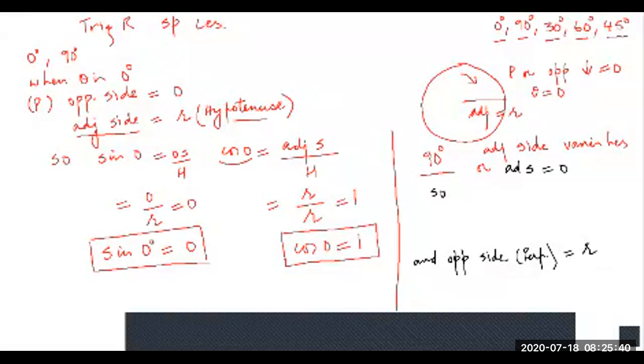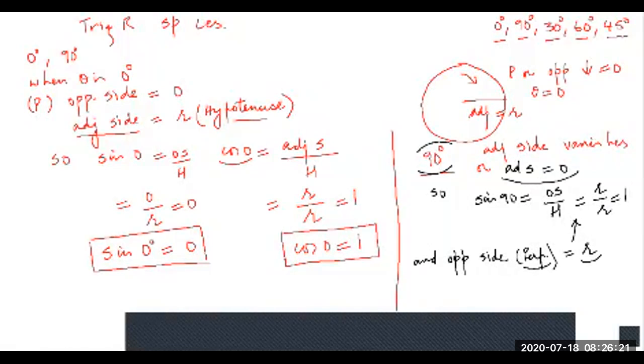So students, this judgment leads to the finding that when theta is 90 degree, my adjacent side vanishes, or you can say adjacent side becomes 0, and also my opposite side becomes equal to r, or you can say my perpendicular is equal to r. So what will be sine 90 is equal to opposite side by hypotenuse. Opposite side becomes equal to r, and hypotenuse is always r, it becomes 1.